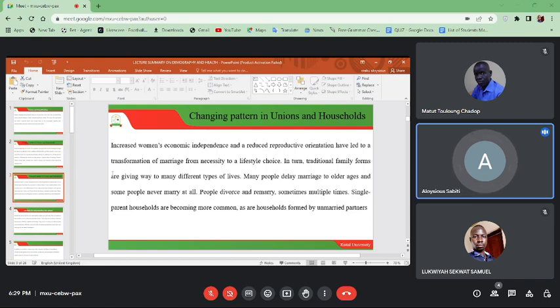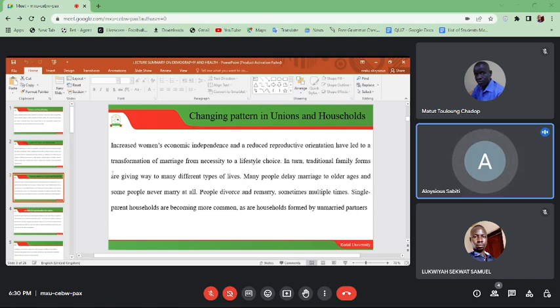As we continue to discuss this issue, you'll realize that in that context, separations and divorce have become probably a societal norm, because a woman, because she's economically independent, will pursue marriage as a lifestyle but also as a choice. So in turn, traditional family forms are giving way to many different types of lives. Many people delay marriage to older ages, and some people never marry at all. So we are seeing in this context that even in Africa, women would prefer to delay marriage up to their 30s. They will say, I want to first earn money. In that regard, a woman will therefore delay marriage up to that level.